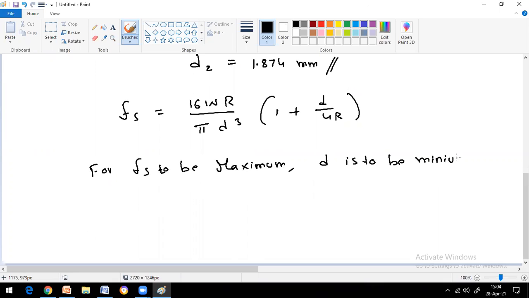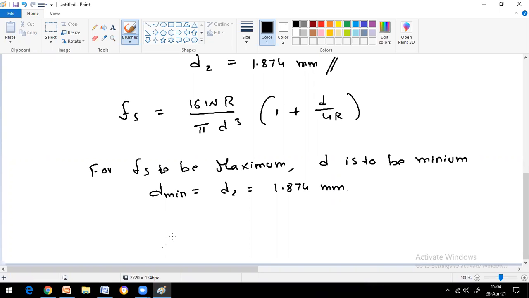The bending stress of the spring will be maximum when D is minimum. Only when D is minimum can you get the maximum stress. As D minimum, you got D2 as 1.874 mm. Substitute these values here and try to get the values.